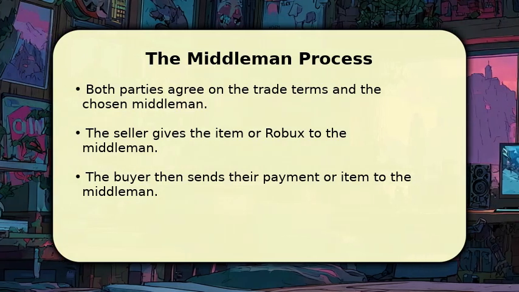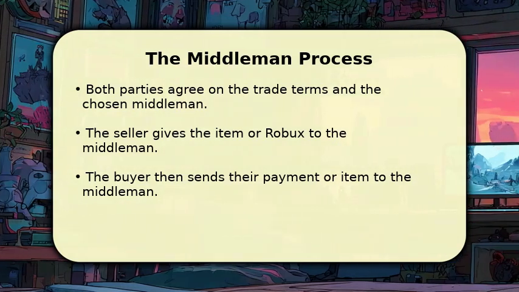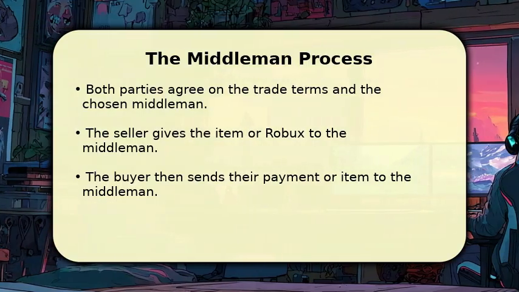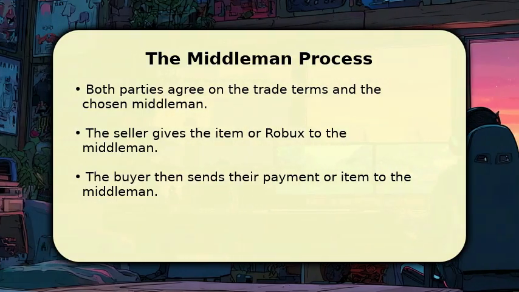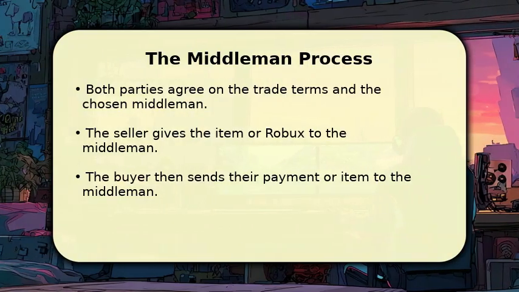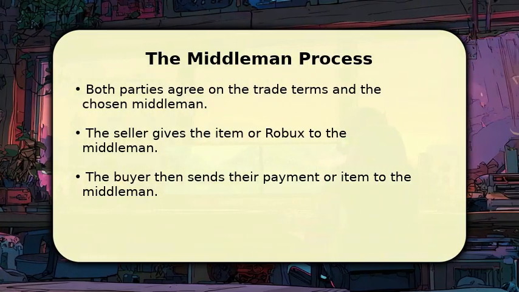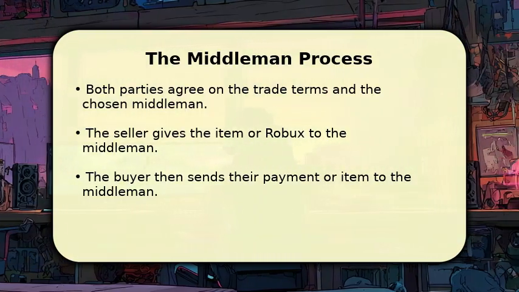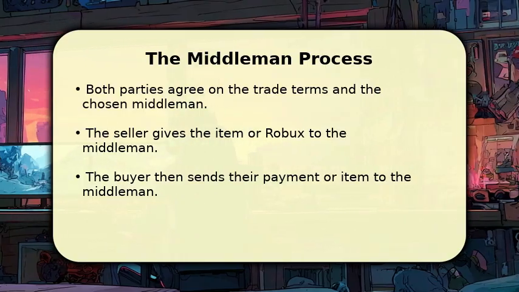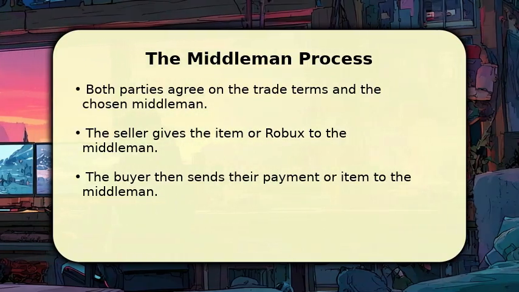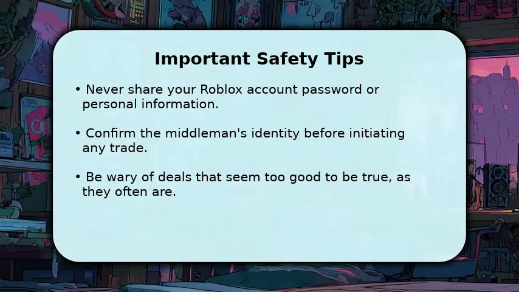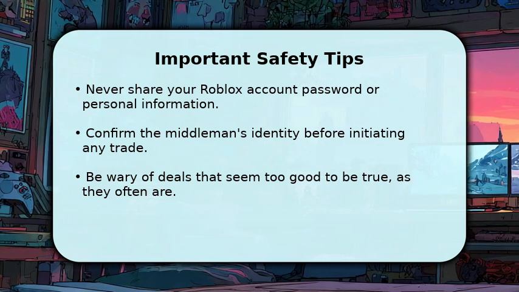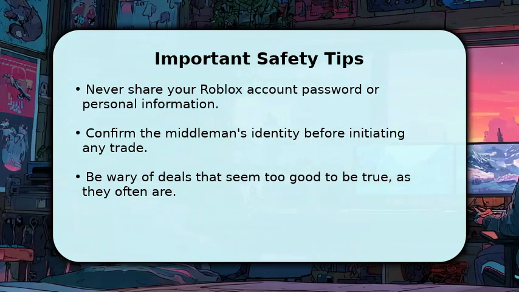The middleman process is straightforward. First, both trading parties agree on the terms and select a trusted middleman. The seller then transfers their item or Robux to the middleman. Subsequently, the buyer sends their payment or item to the middleman. Once both sides have fulfilled their obligations, the middleman releases the respective assets to the correct recipients, completing the secure exchange.